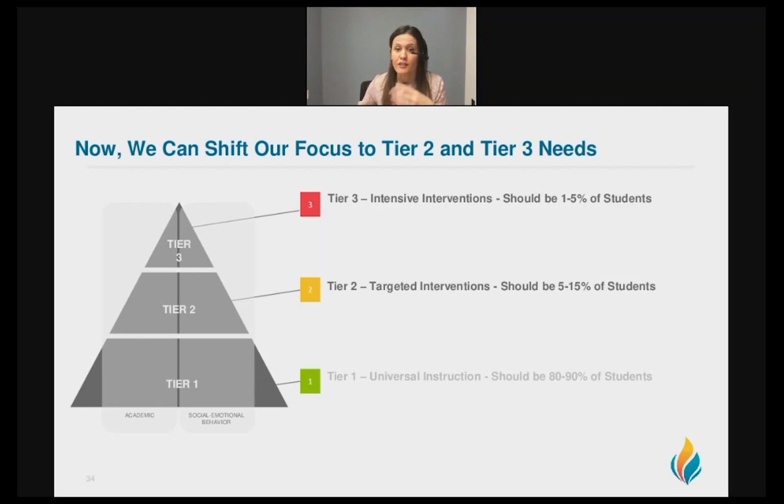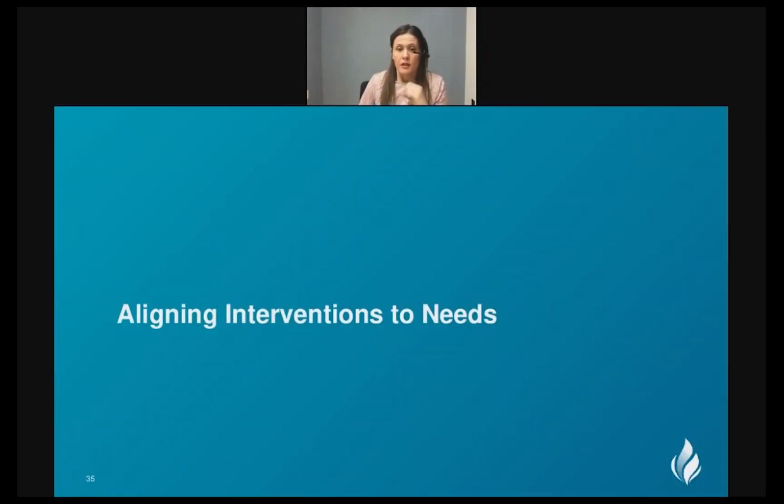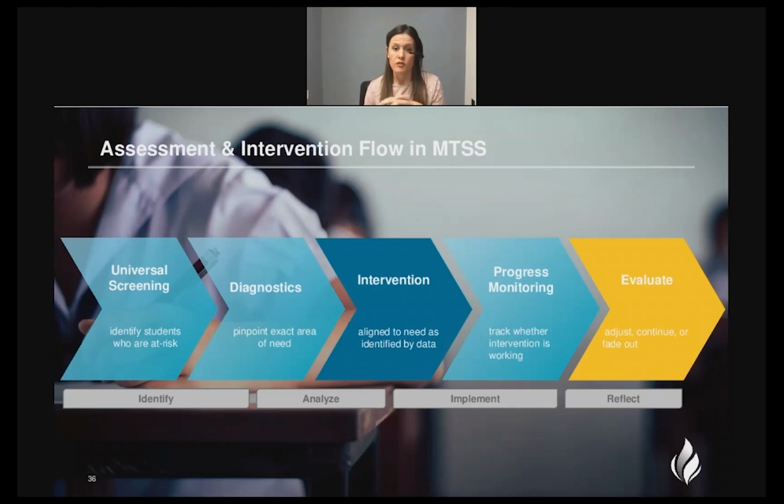So with that, you can really focus on making sure that we're helping to identify and align the services at the tier 2 and tier 3 levels. So in order for us to do that, we can ground ourselves in the problem-solving model. Our problem-solving model typically includes identifying the problem, analyzing the problem, implementing a solution, and then reflecting and evaluating whether or not what we're doing is working.